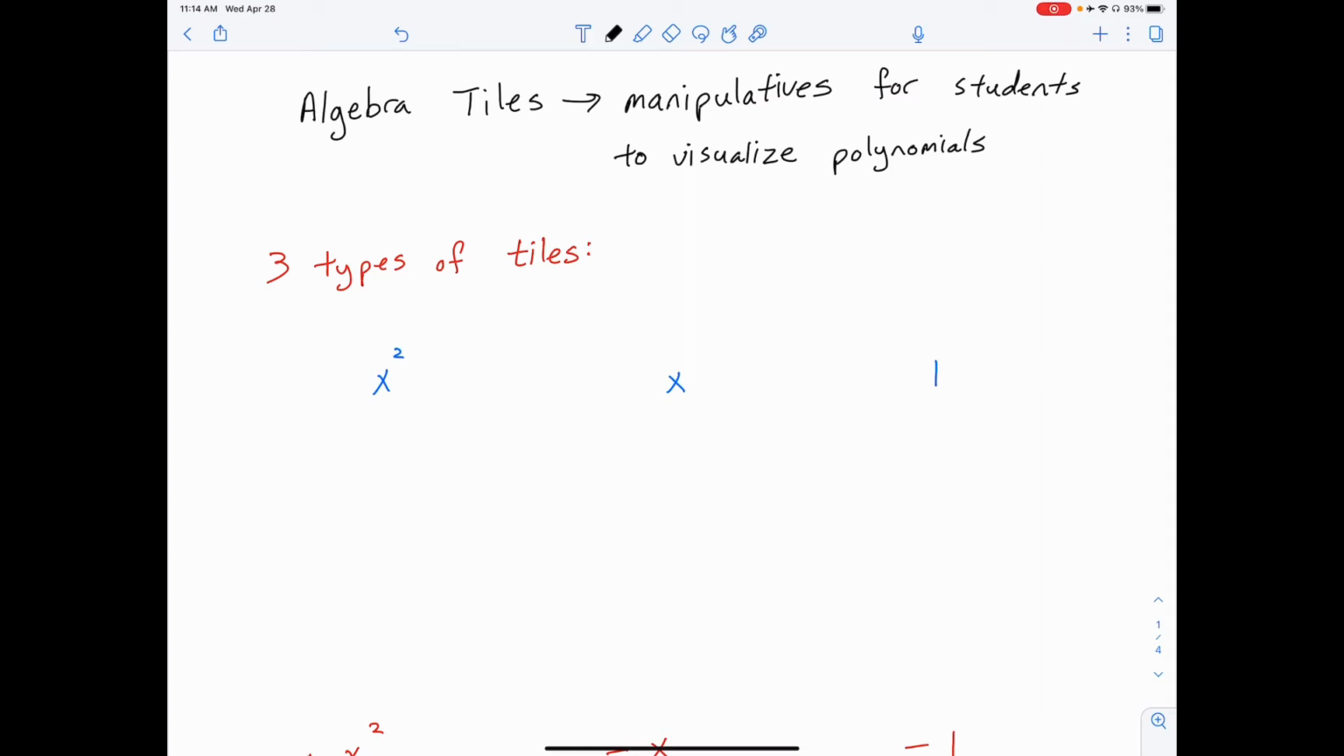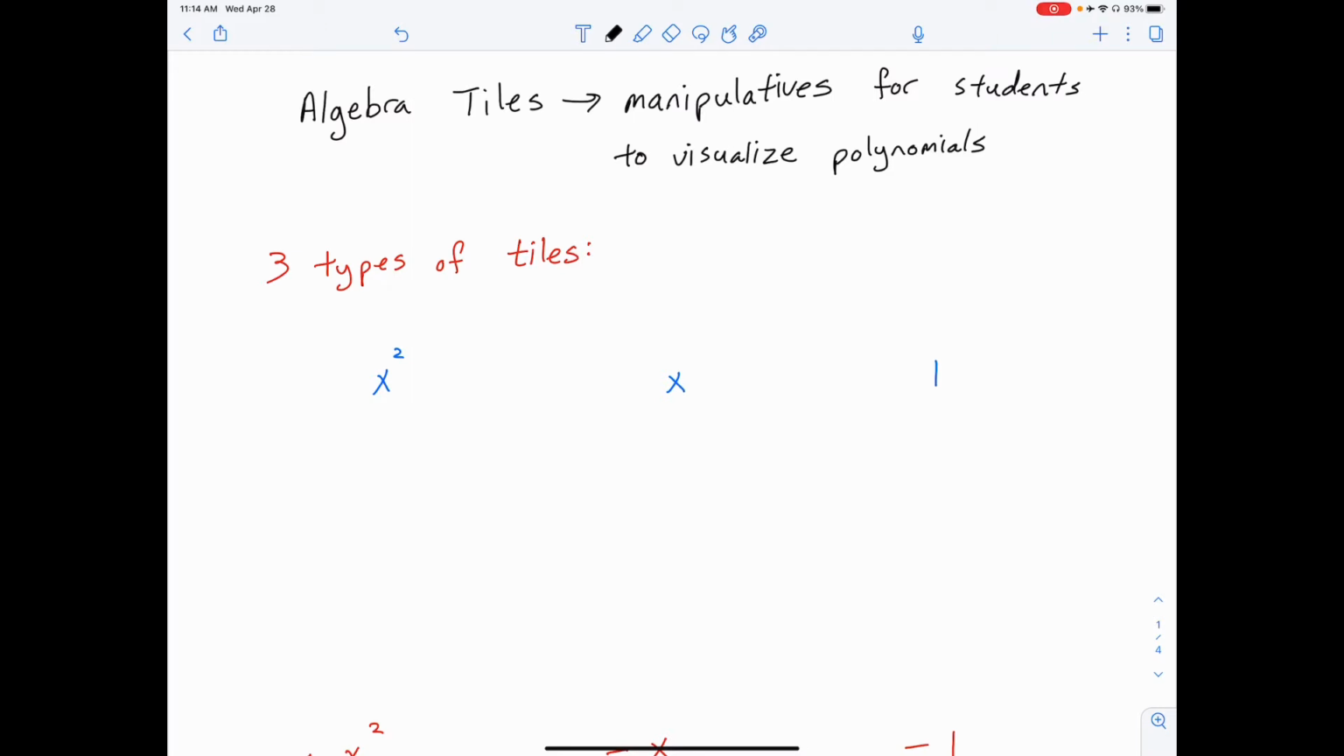Now, what are algebra tiles and how do they help us? First of all, remember that algebra tiles are a manipulative for students to visualize polynomials when we're learning about polynomials. Let's talk about what they look like and what kinds of shapes and sizes there are.